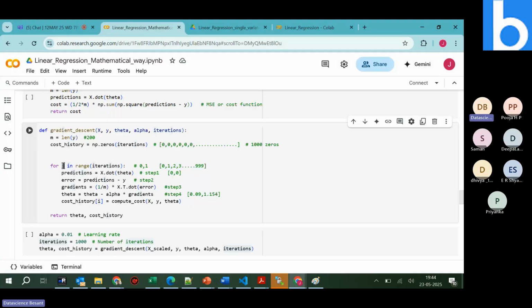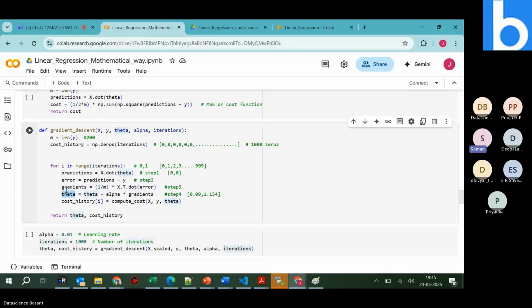So what will be the first i value? 0. So predictions is equal to x dot theta. This is step 1, step 2, step 3, step 4, whatever we discussed in the theory. Try to check it out. If you guys have any doubts with respect to step 1, step 2, step 3, step 4, please tell me. Next, I'll proceed with the cost history line.